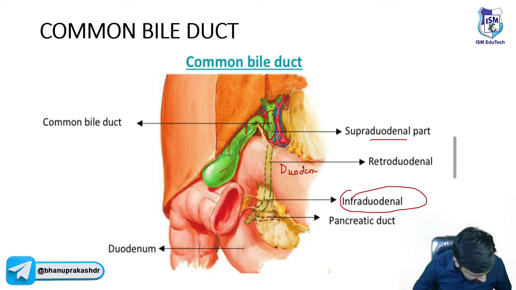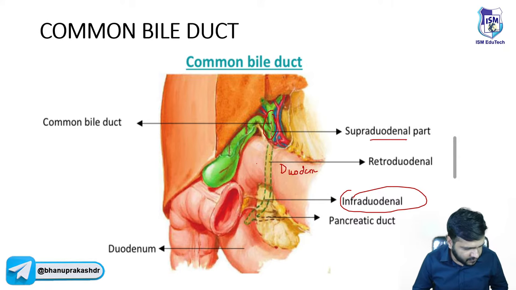So itna clear hai? Yes, Dimple, Sanjana, Angel, Matthews, very good. Very good, beta. Garima, very good. Very good, beta.